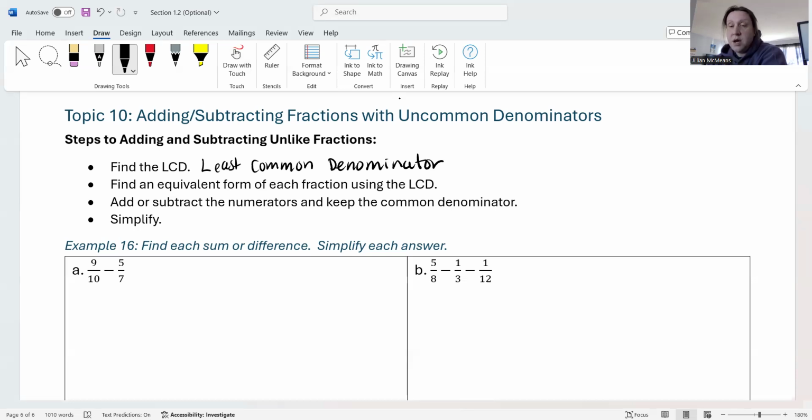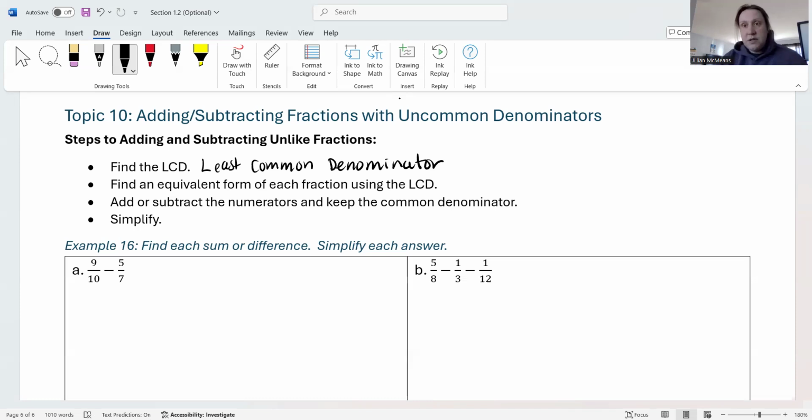Once you find the least common denominator, you find an equivalent form of each fraction using the LCD as the new denominator. So we've talked about equivalent fractions in a number of ways. So we're going to apply that again here. Once you have equivalent fractions where you have the same denominator, you add or subtract the numerators and then keep that common denominator. And then the very last thing you do is simplify.